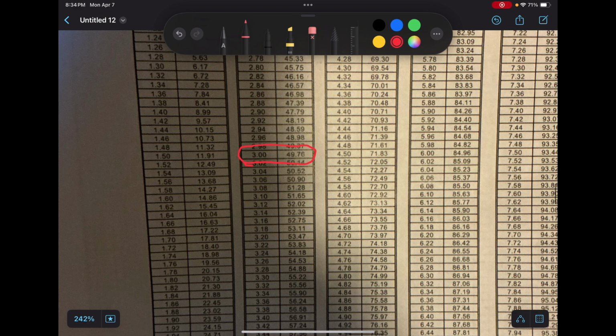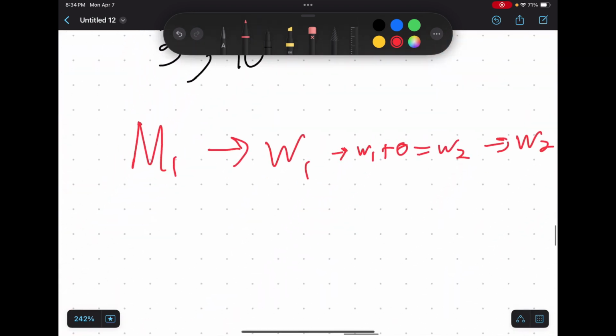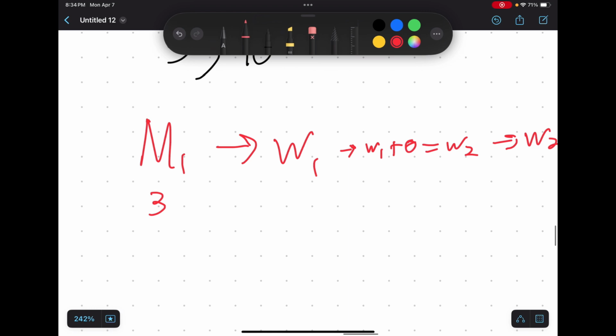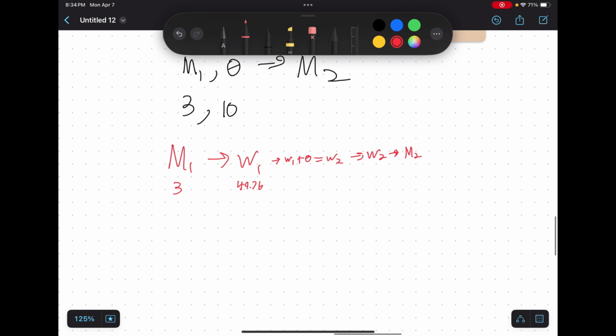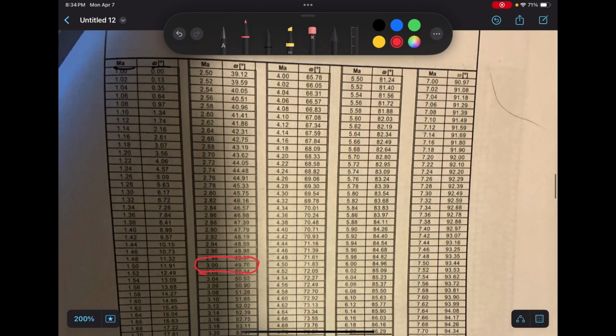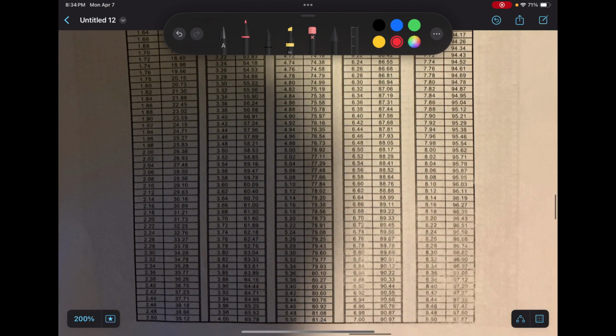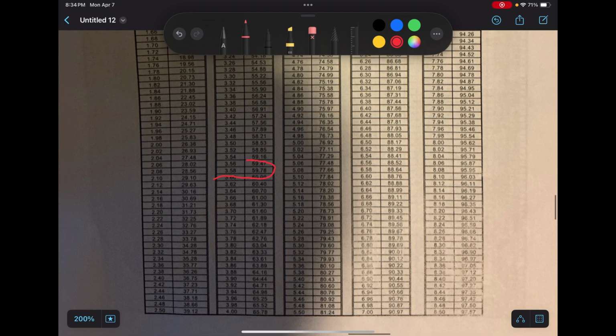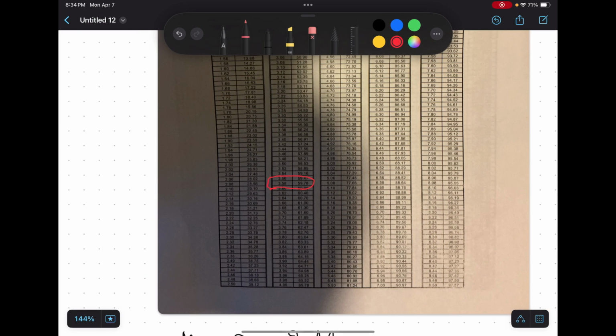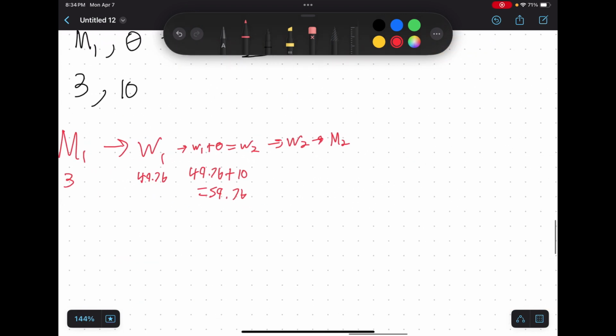So we got 49.76 as W1. So M1 is 3, W1 is 49.76. And then we do W1 plus theta. So 49.76 plus 10 equals 59.76. And then we find 59.76. That's close enough, 59.78. So we get 3.58 as our Mach 2.